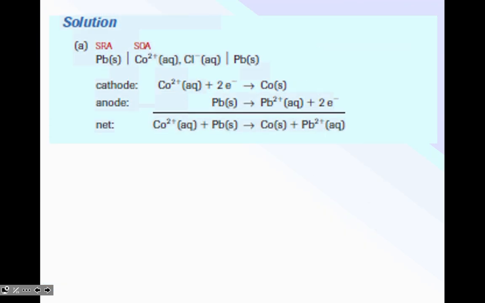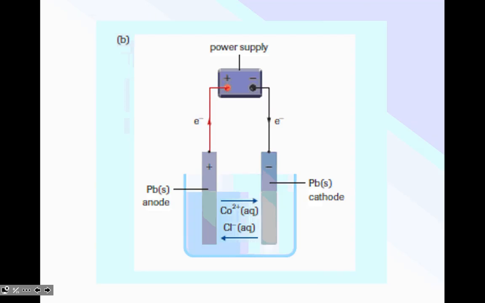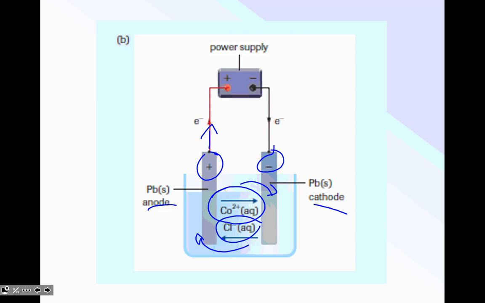So that's where we write our half reactions. That's our net reaction. And there is our power. This is the drawing of it. The electrodes are the same. Okay. The electrons are still moving from the anode to the cathode, but make sure that you include the fact that your anode is positive, your cathode is negative. And your anions are still traveling towards the anode, and your cations are still traveling toward the cathode. You need to include the fact that there's a power supply.